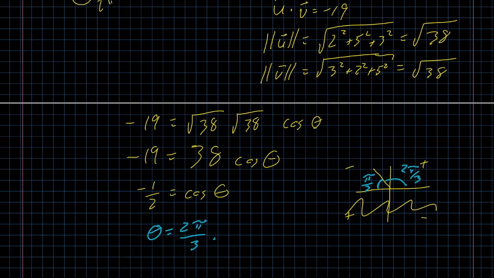And so we have found the angle between those 2 vectors. It's 2 pi over 3, or 120 degrees if you are the type who really prefers degrees. In calculus, degrees are evil. That doesn't change.